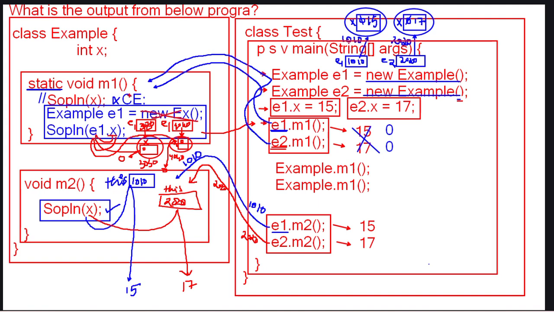Now tell me, the M1 method should access the main method object. If you want to access the main method object, I must pass that main method object as an argument to the M1 method. If it is a non-static method, the object is passed as the current object, and it will be stored in the implicit parameter. But does a static method have an implicit parameter? No, it doesn't have an implicit parameter. You must define an explicit parameter and pass the object as an argument.